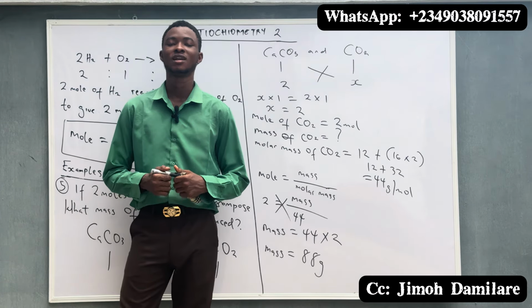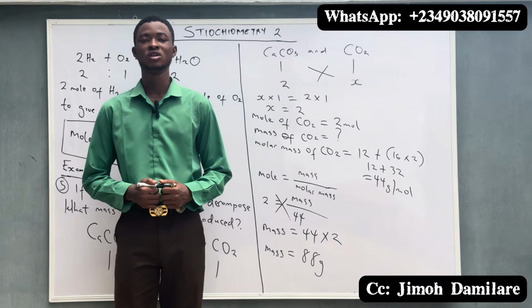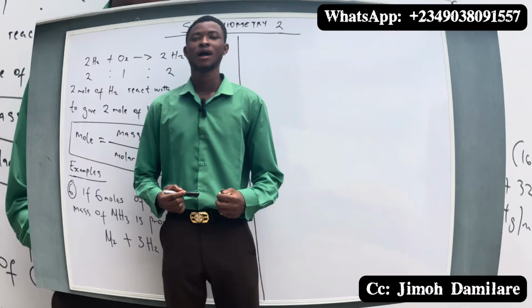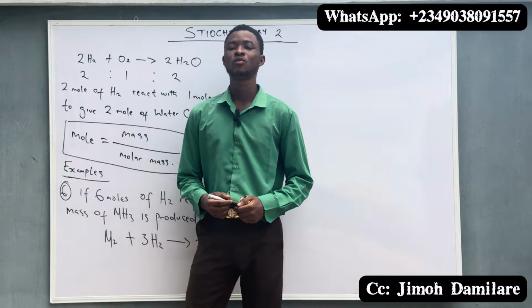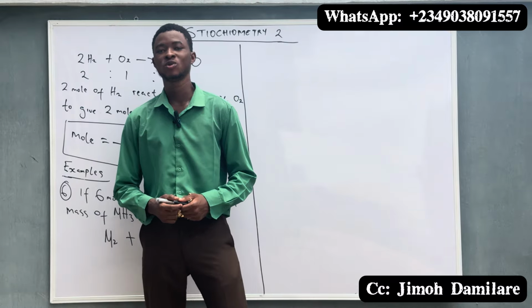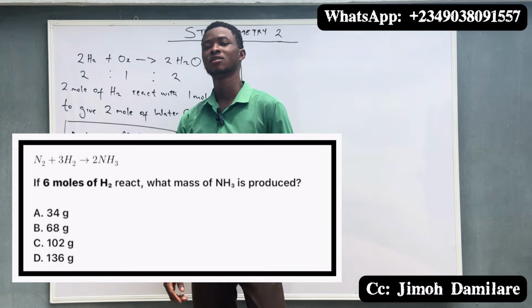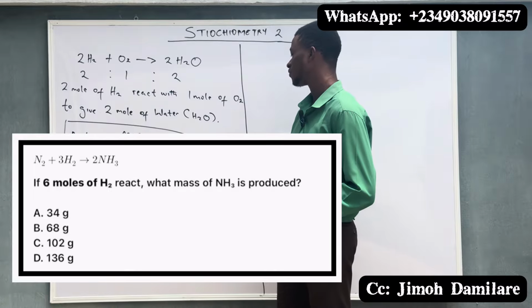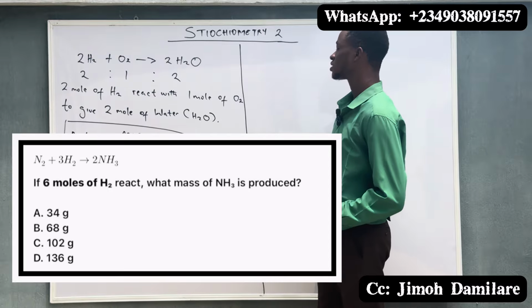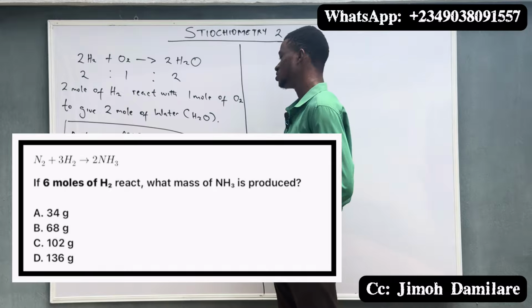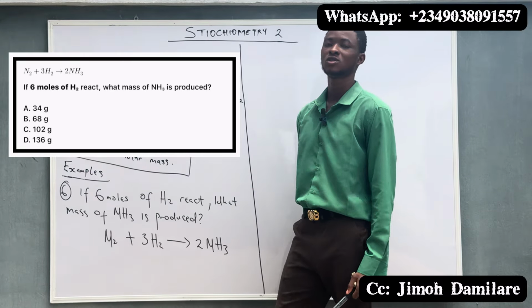So let's look at the last example in this mole ratio in a chemical equation. Moving to the last example on mole ratio in a chemical equation, the question as displayed on the screen says that if 6 moles of H2 react, what mass of NH3 is produced? So we have been given the balanced equation from the question.